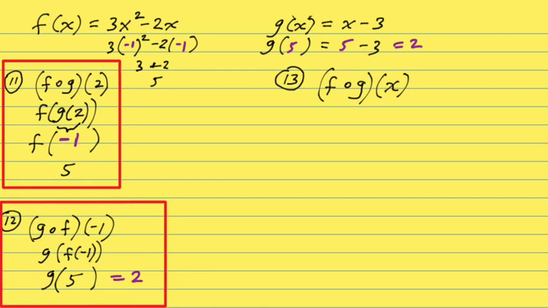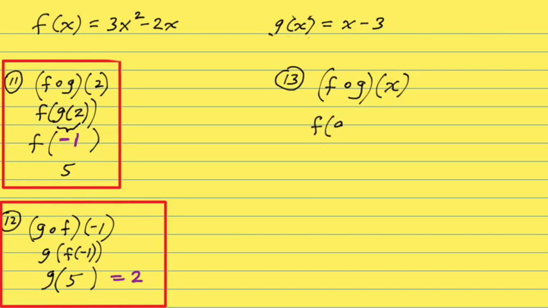So again, we found f of -1 by plugging the -1 into the f, and then we took the result that we got, a 5, and did g of 5 by plugging 5 into the g function. Those are numeric ones. Let's do one that's not numeric like this one.